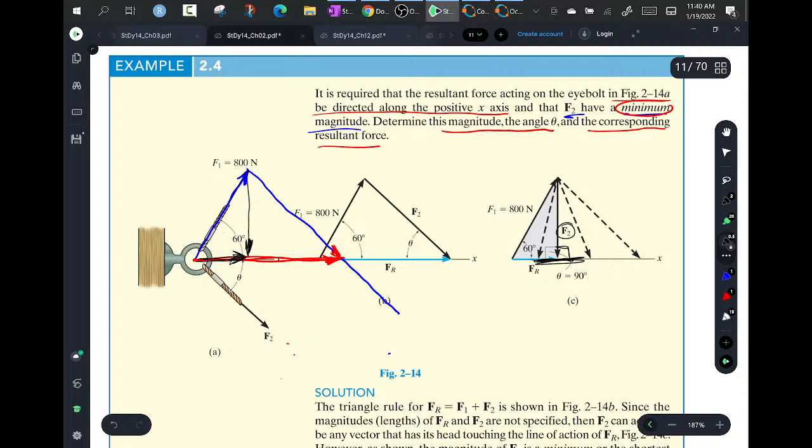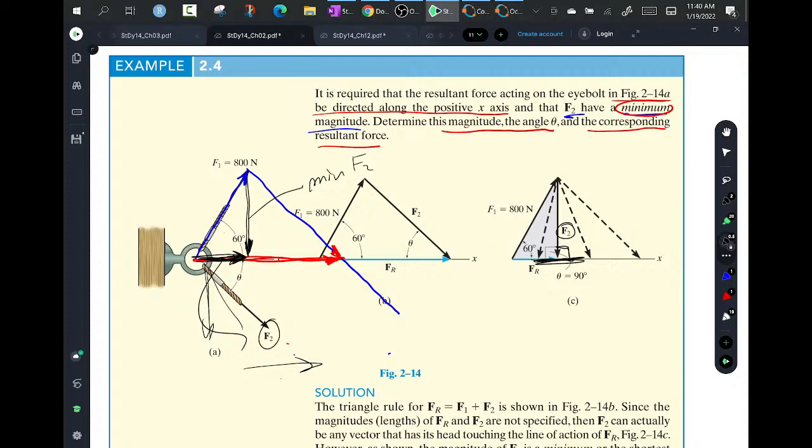It is true, the resultant does go directly to the right. It is true that this F2, which can vary in its direction and length, such that this is the minimum F2 required to pull this thing straight down such that the resultant is going directly to the right. So this is an interesting special problem. Now, here's the other approach.